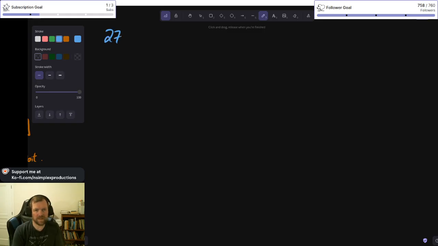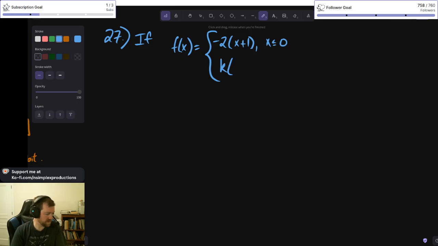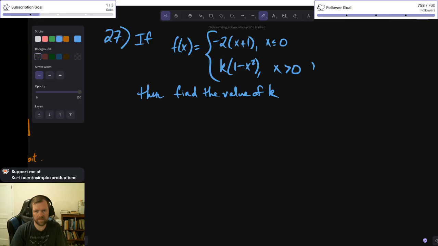27. If f of x is equal to -2 times x plus 1, where x is less than or equal to 0, and k times 1 minus x squared, where x is greater than 0, then find the value of k such that the integral from -1 to 1 of f of x dx is equal to 1.